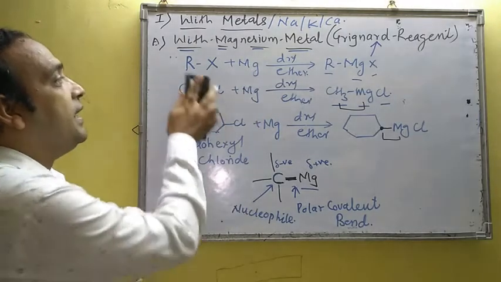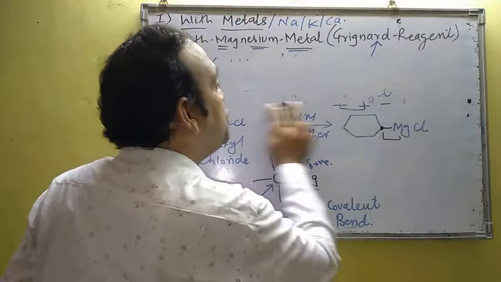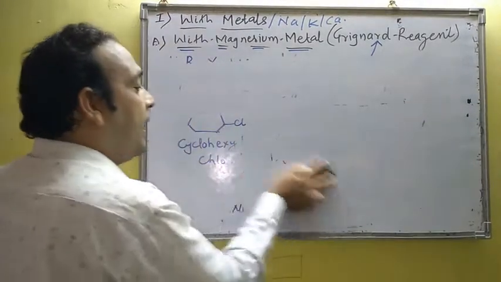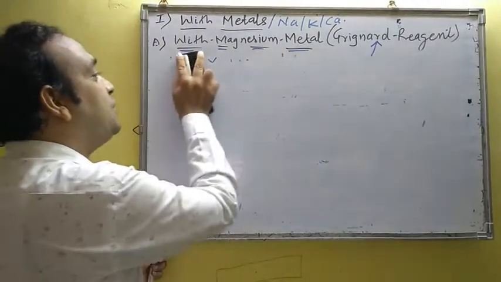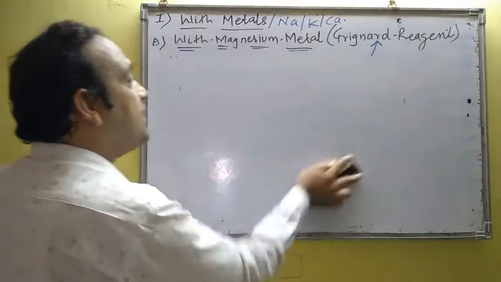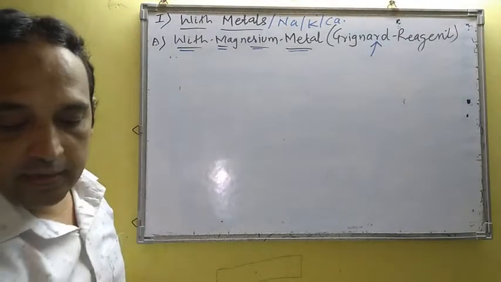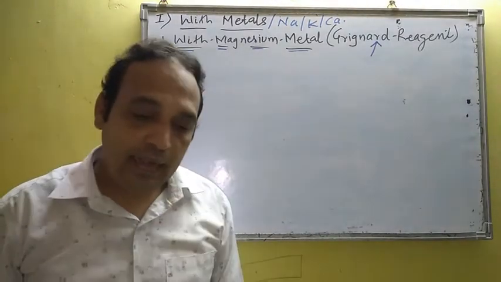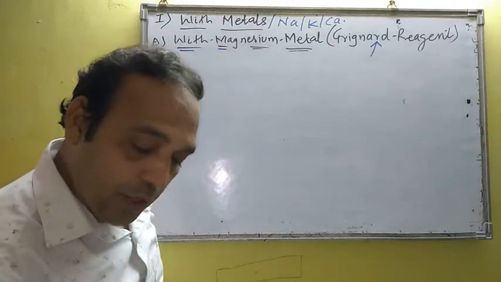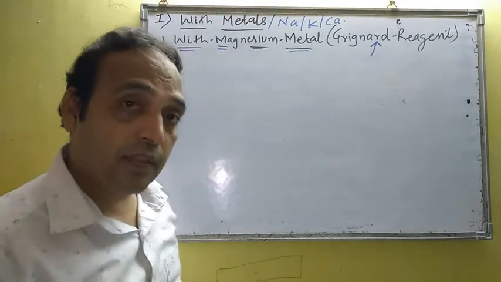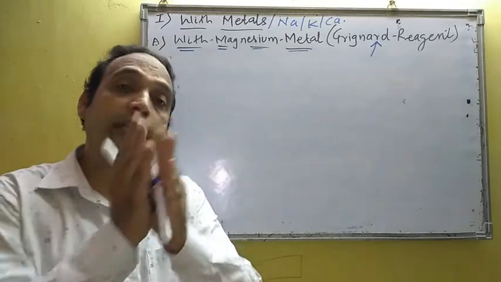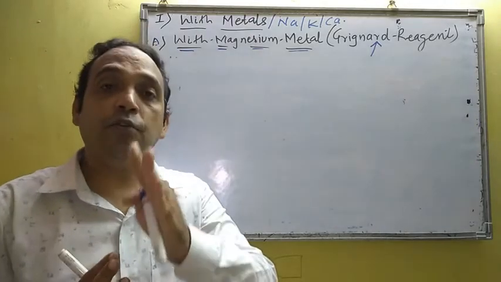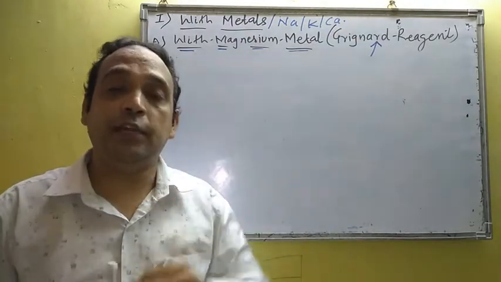In case of Grignard reagent, let me discuss 2 points. One is the reactivity of Grignard reagent. Actually, Grignard reagent is highly reactive. Highly reactive means it reacts with hydrogen-containing compounds in which hydrogen is bonded to an electronegative element.